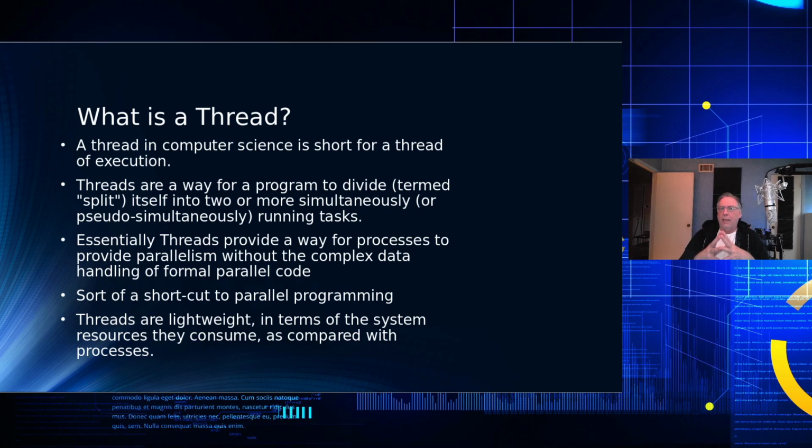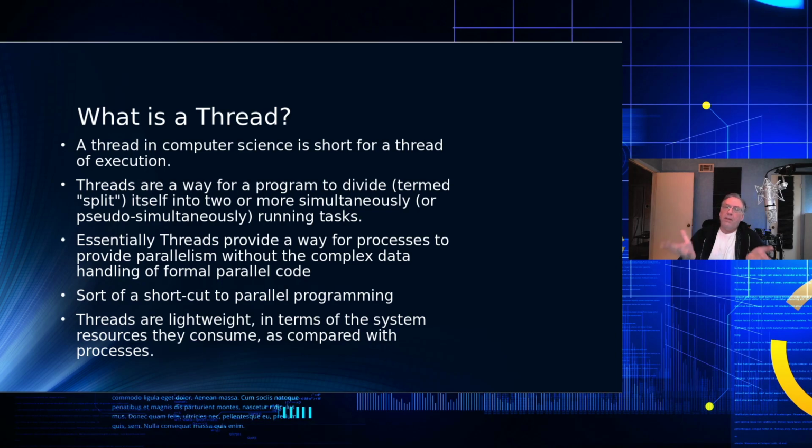It has a lot less overhead. If you were to sit down and actually write a parallel piece of code, you would be head scratching a lot. It is not an easy job to do. And threads were a shortcut. They allowed us to get to parallelism quicker.